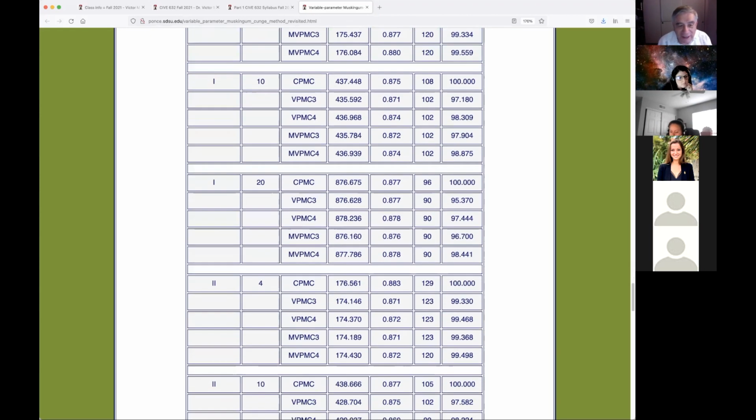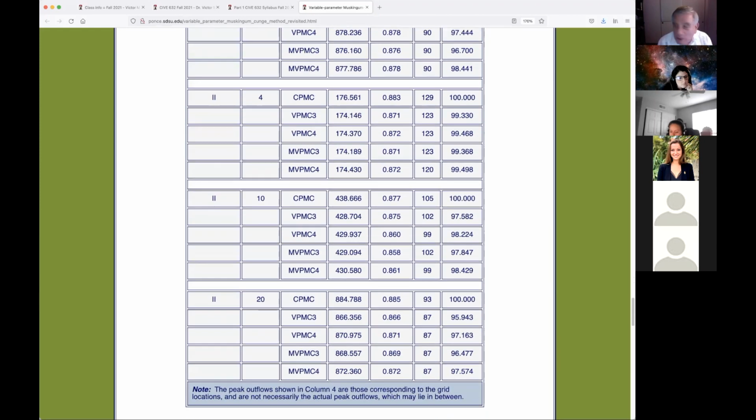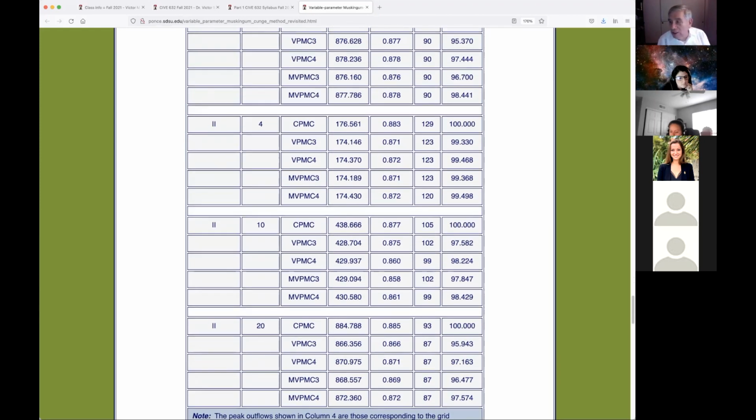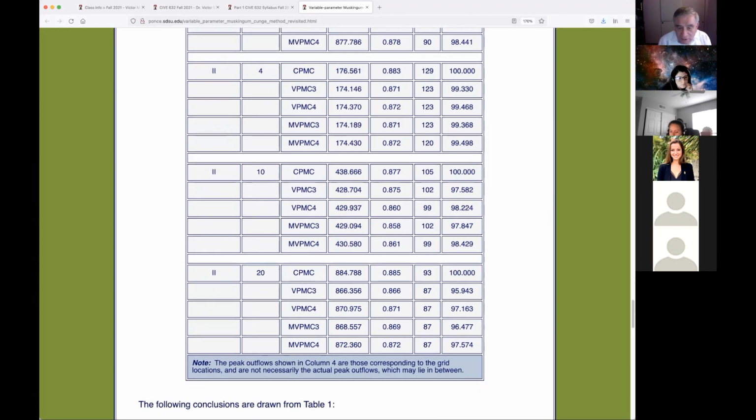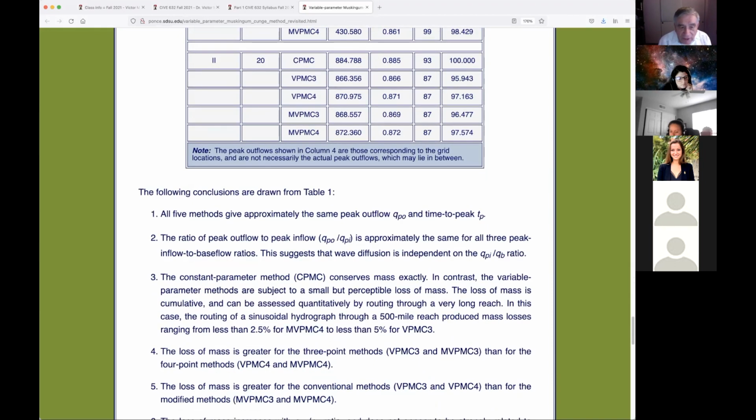In this resolution 2, just to make sure that the resolution was not a problem or a factor, we did that for the 2 resolutions. Easy to do in the computer. And we got all these numbers. And as you can see, all 5 methods give approximately the same peak and time to peak. The ratio of peak outflow to peak inflow is approximately the same for all 3 peak inflow to base flow ratios. This suggests that the wave diffusion is independent of the QPI over QP ratio.